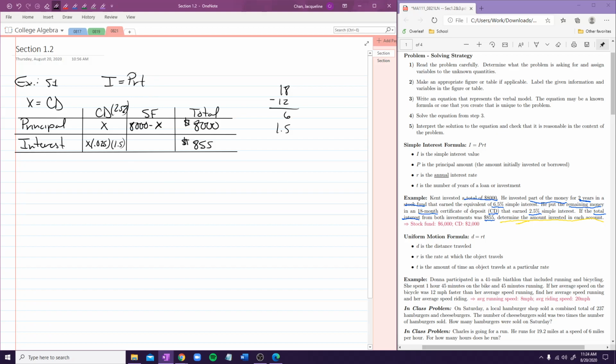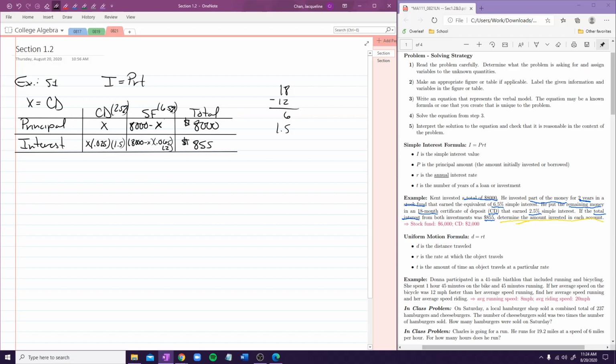So what about the stock fund? For the stock fund, we know the interest is equal to the principal, which is 8,000 minus X, times the rate. The rate in this case is 6.5%. Again, we want this in decimal form, so this is going to be 0.065. And then it said that we invested it for 2 years, so we don't have to compute anything here, we just put a 2.